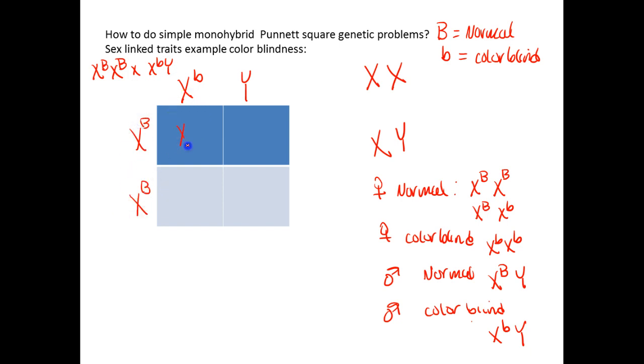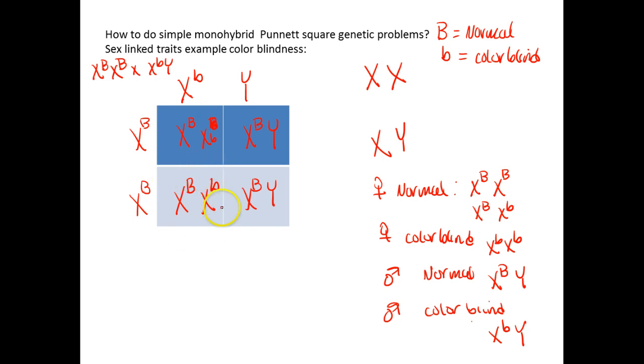In this case, notice this one, you get one X from the father and one X from the mother. So this female is going to be a carrier, and the sons only get their X chromosome from their mothers. They never get it from their fathers. So if the mother has that colorblind gene, then the son can be colorblind. And then this female is also heterozygous.